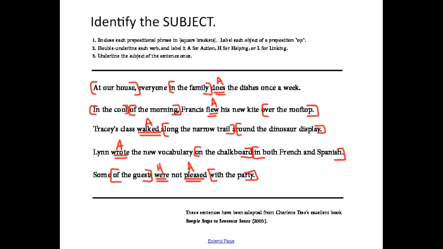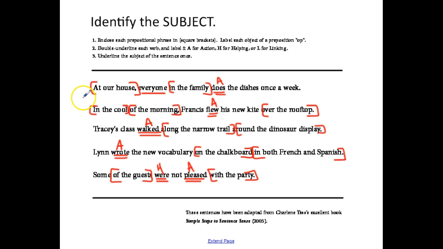Okay, so now we need to look at each of these sentences and do step 3, which is to find the subject. Now follow my logic carefully. In the first one, who does the dishes once a week? The answer, of course, is everyone does the dishes. Now this one's tricky because if you didn't follow the process, if you didn't bracket off the prepositional phrase first, you might have thought that family is the subject. It's not, because it's not that the whole family does the dishes once a week. It's everyone does the dishes once a week.